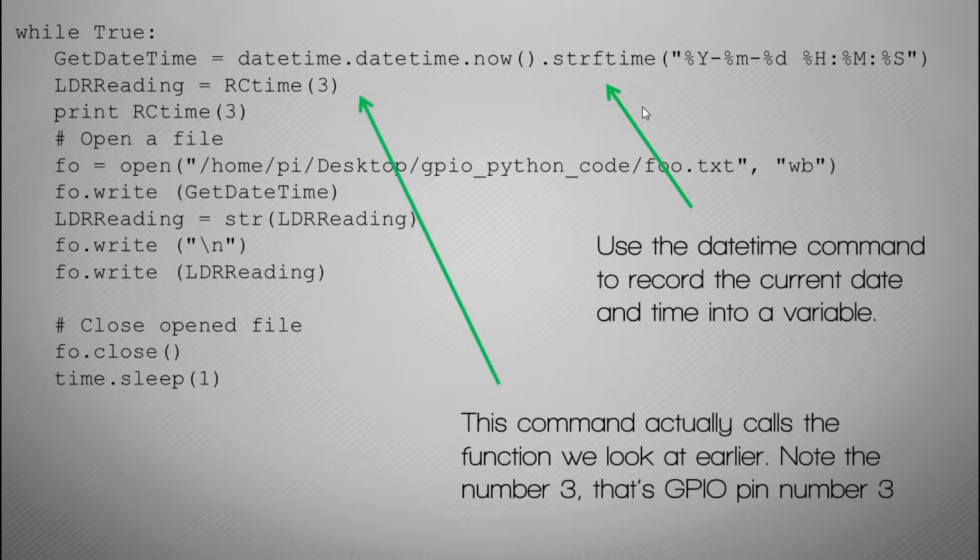We then have this here, which takes the reading from the function, and this is the actual line that calls that function that makes the reading. Note that it has 3 in the brackets, and that's the actual GPIO pin we're running. So if you're using a version 1 Raspberry Pi, you're going to want to change that to 1. And this will just print the current results to the screen, so we actually get a reading to our screen.